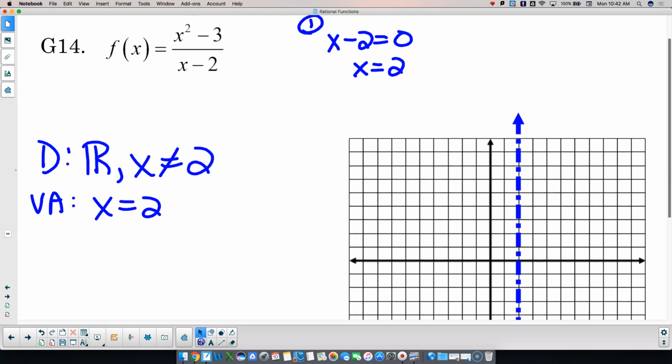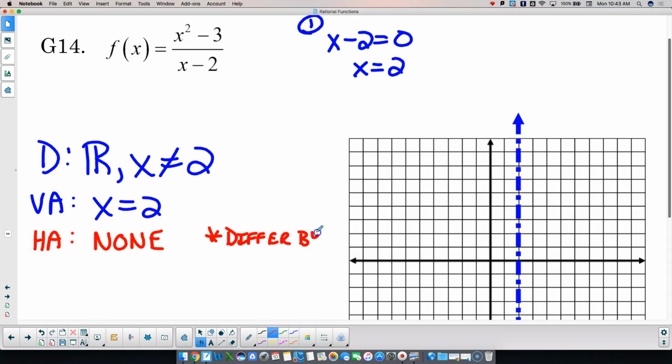Step 2. Degree of the numerator, 2. Degree of the denominator, 1. So in a horizontal asymptote case, none, right? So there's no horizontal asymptote, but because they differ by 1, that means I'm going to have a slant asymptote. So I'm going to have step 6 now. I can skip step 5 because nothing canceled out, but I have a step 6 in this problem.